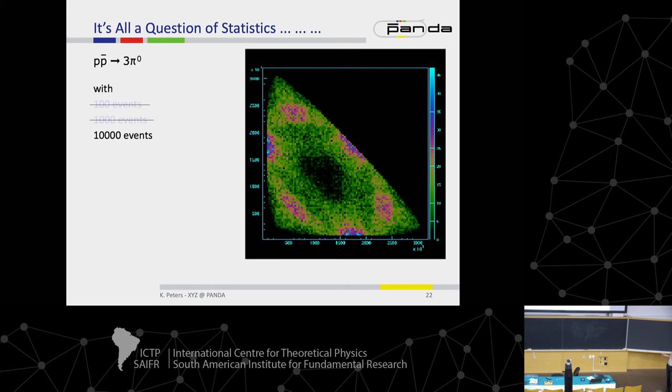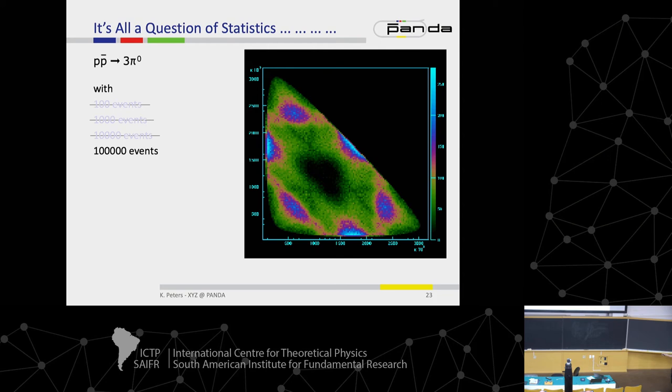The funny thing is, and that's why it's so instructive, you don't see any bands, really. You see very complicated structures. And you see them even better if you go really to high statistics. And then you see here, for example, bands. That's what we have seen before.